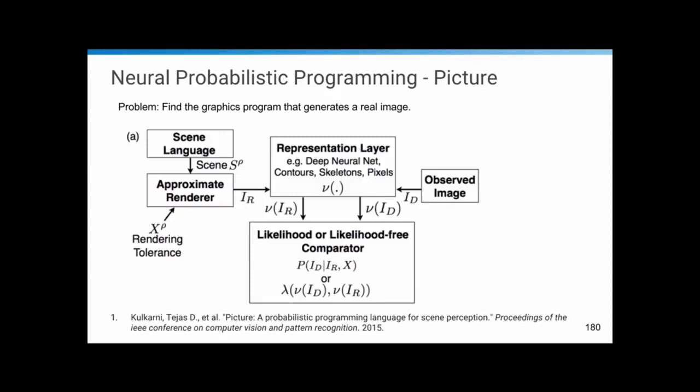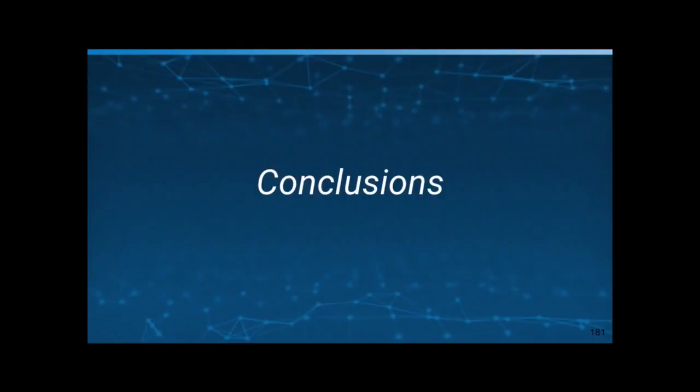So where do neural networks fit in this pipeline? For these probabilistic programming languages, we have a scene language and a renderer, which may not be differentiable. It could be some very complex system, which produces renderings, and then you have some observed image that you want to match. You can use features of a deep neural network to see how well these renderings match up with the actual image that you have, and to help guide your search over programs that would actually reconstruct your image using this graphics program. So that's it for neural programming.